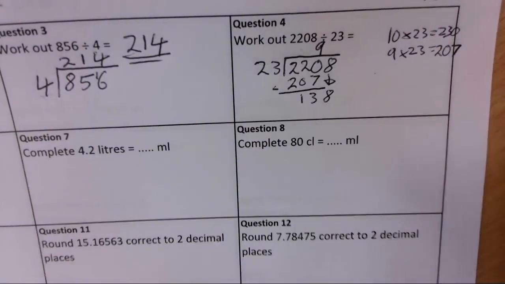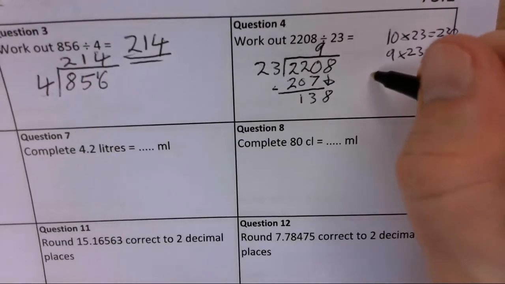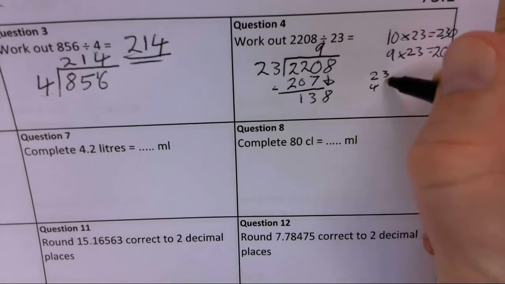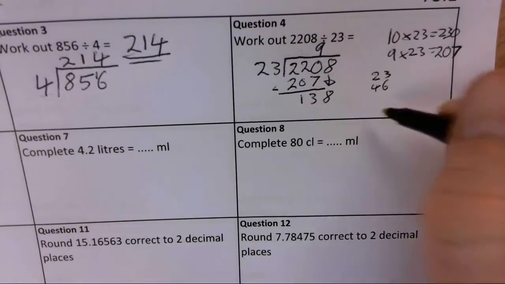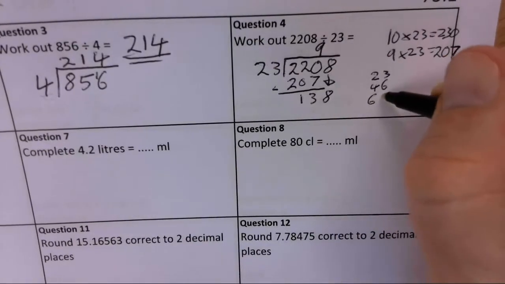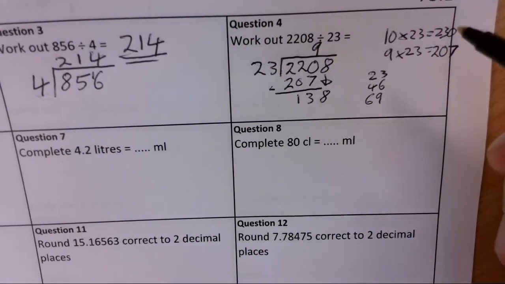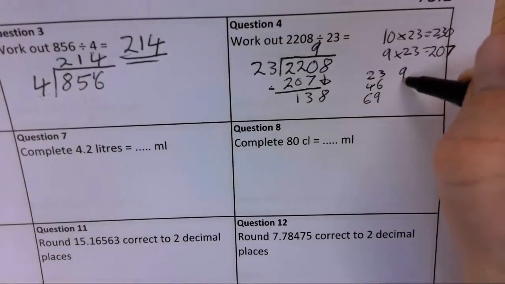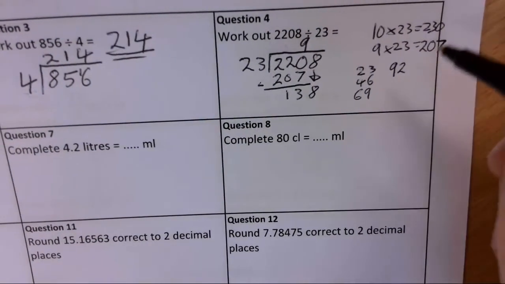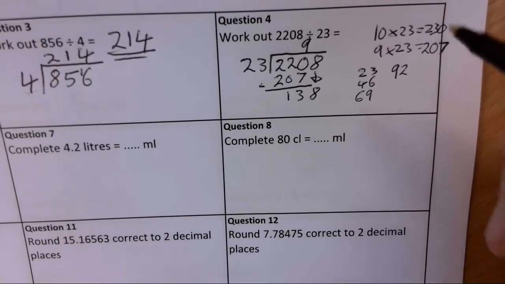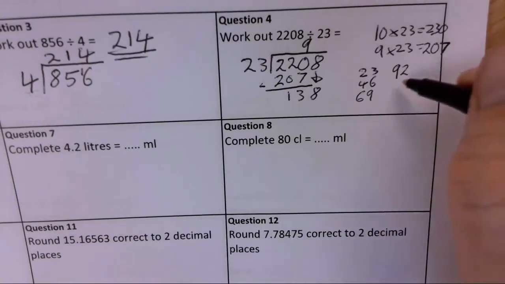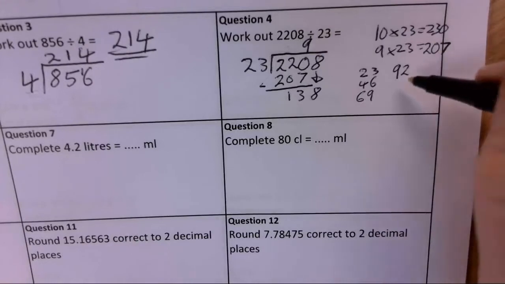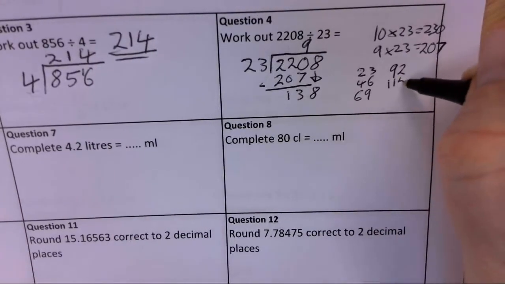So we could just add on 23, see how many work. So 23, then another 23 more would be 46. Another 23 more would be 69. Another 23 more would be 92. Another 23 more would be 115.